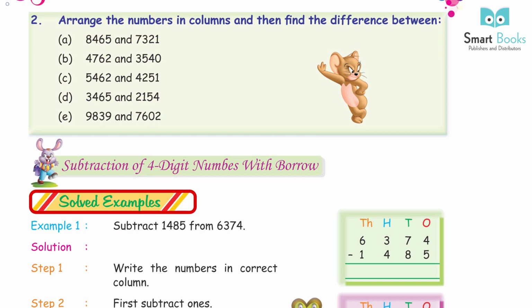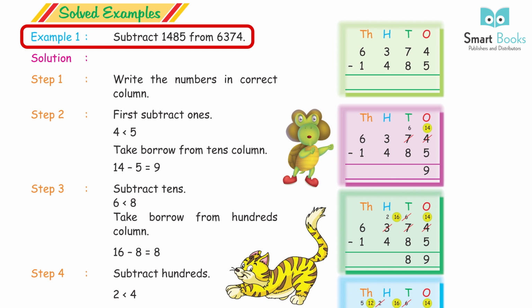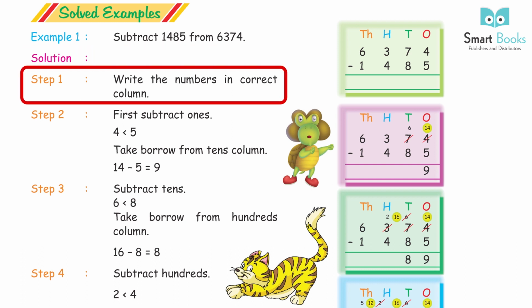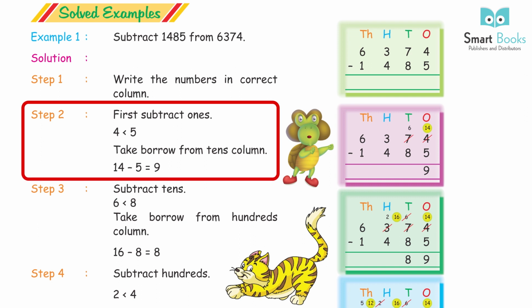Subtraction of 4-digit number with borrowing. Solved examples. Example 1. Subtract 1,485 from 6,374. Solution. Step 1. Write the numbers in correct column. Step 2. First, subtract ones. 4 is smaller than 5. Take borrow from tens column. 14 minus 5 is equal to 9.